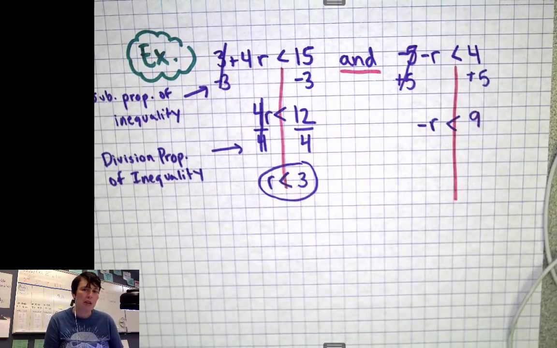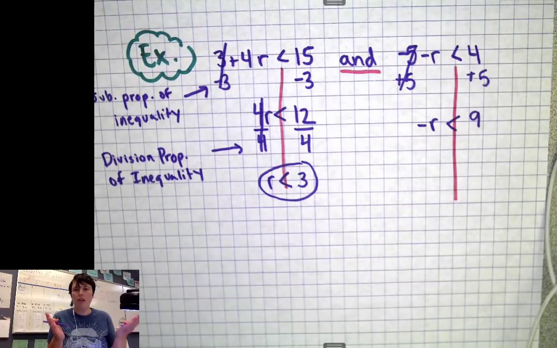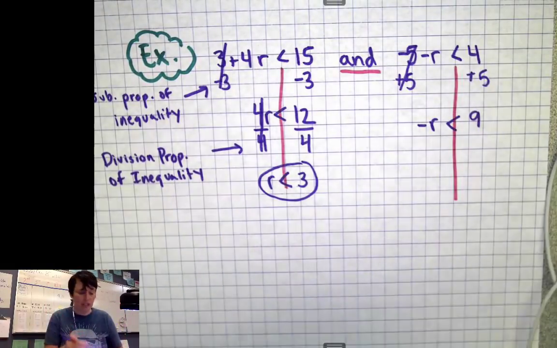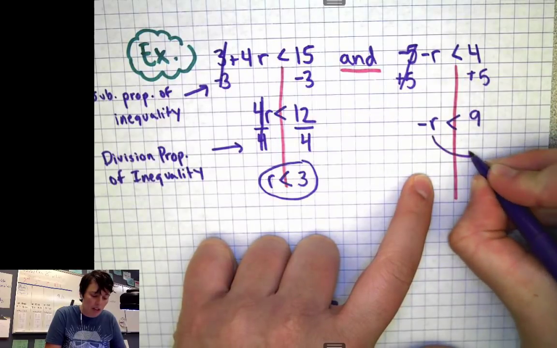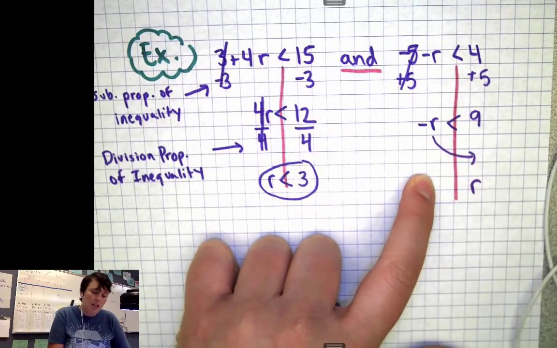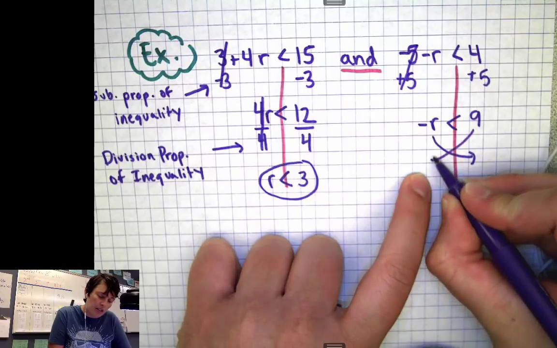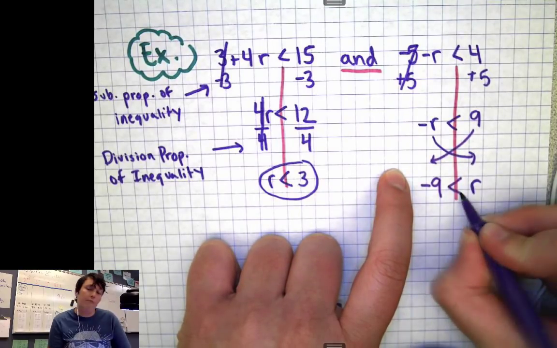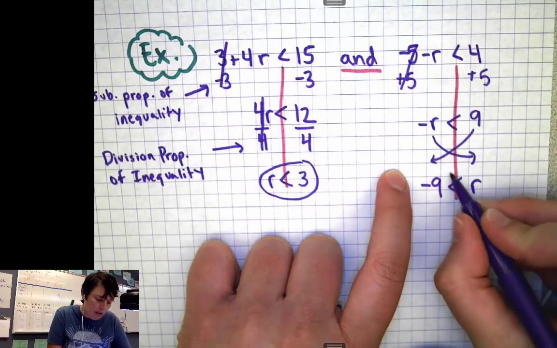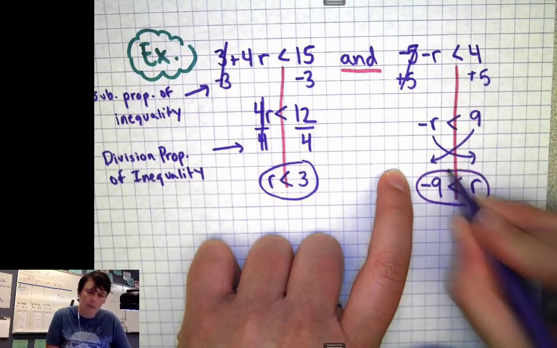So there's two ways you can do this. You could do the thing where you're like, okay, I'm just going to flip-flop everything. I don't want negative r to be actually negative. So I'm going to move it over here to make it a positive r. And that means I have to trade the 9 over and make it a negative 9. Opposite signs. So negative 9 is less than r. There's our solution.